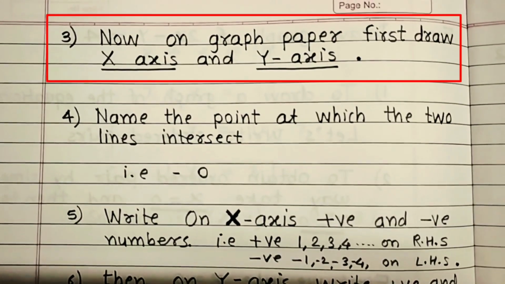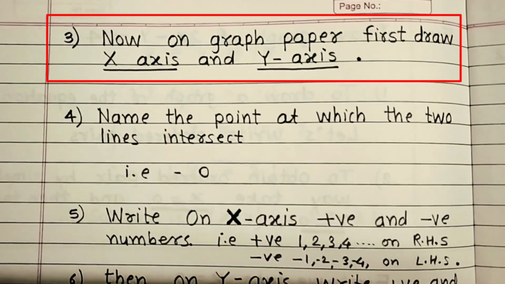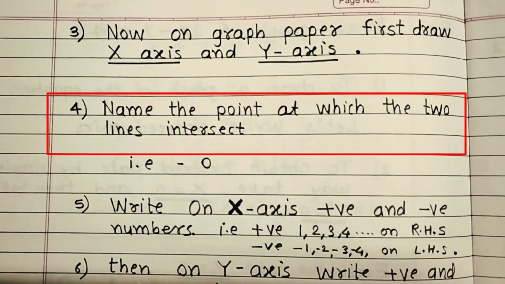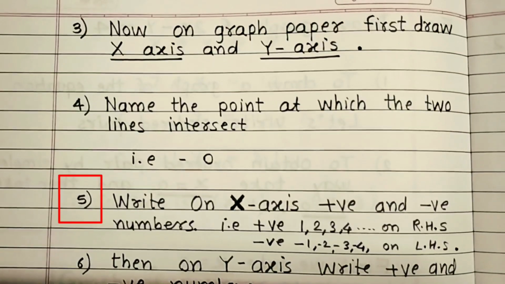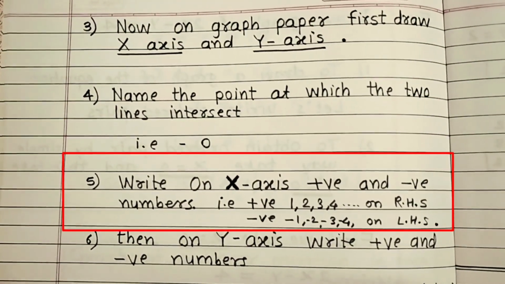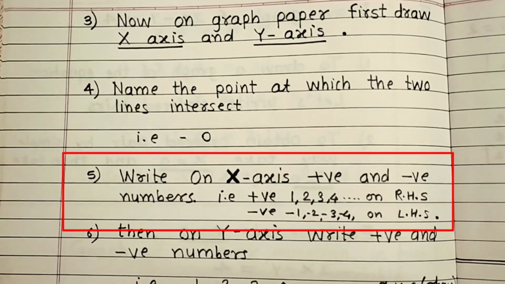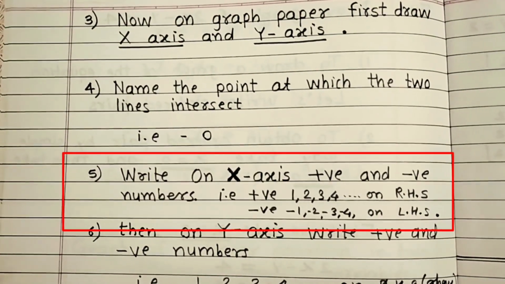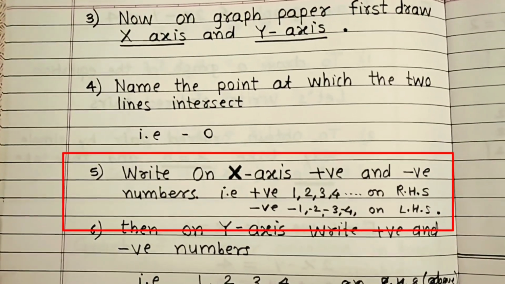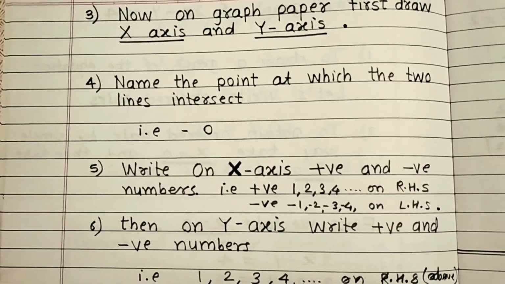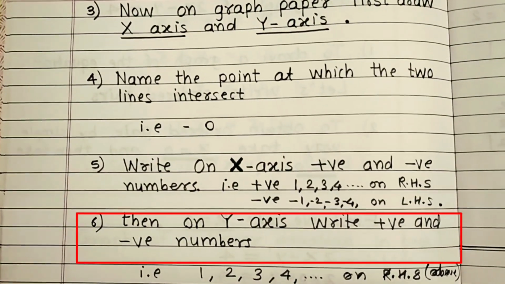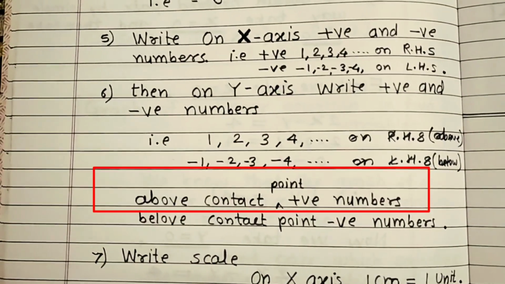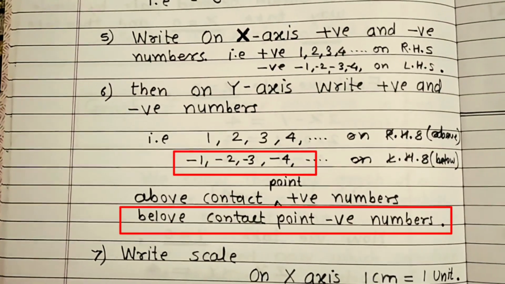3. Now on graph paper, first draw x-axis and y-axis. 4. Name the point at which the two lines intersect, that is O. 5. Write on x-axis positive and negative numbers, that is positive 1, 2, 3, 4 on the right-hand side, negative minus 1, minus 2, minus 3, minus 4 on the left-hand side. Then on y-axis write positive and negative numbers, that is 1, 2, 3, 4. Above the contact point positive numbers, below the contact point negative numbers.